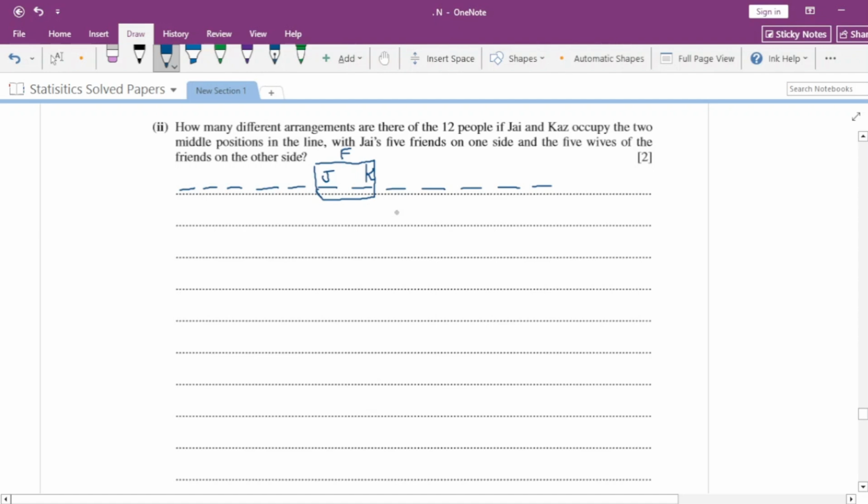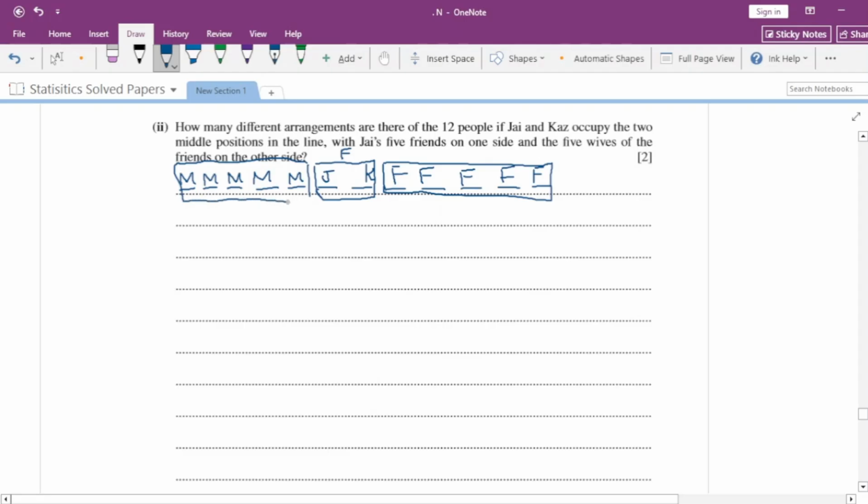Alright, and then what did they say? They said that Jai's 5 friends will be on one side. We can say them all as male. So all of his friends on one side, and then all of the 5 wives on the other side. So female, all of them on one side. Now they said all of the males on one side and all of the females on the other side. So again, these are grouped.